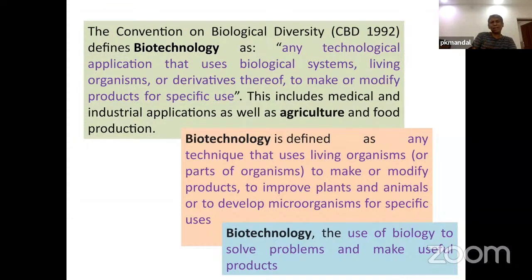So basically, if you look at the definition of biotechnology, it has been taken from different sources, one big one, then a medium one, and then a small one. I'm not going to read them, but the last one, if you see, is the use of biology to solve problems and make useful products.